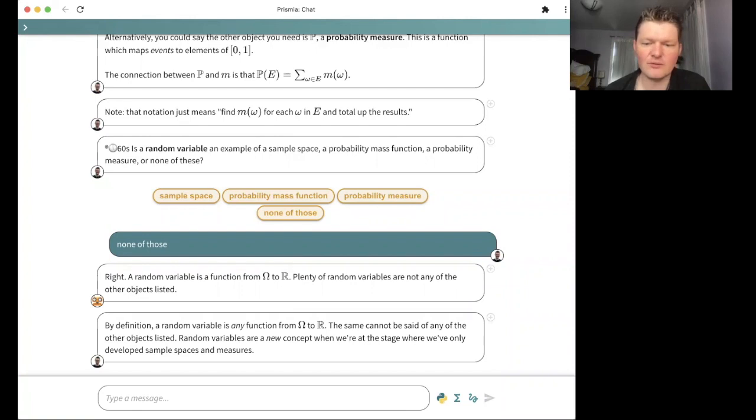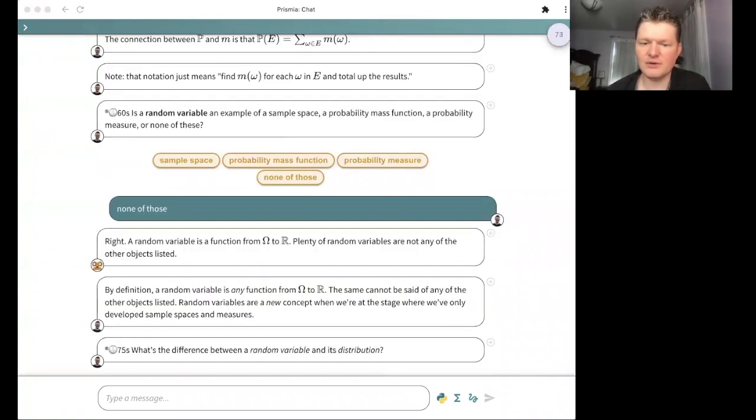But it plays a different role because it's describing the probability of each outcome rather than being some sort of payout or numerical result of the random experiment. And also as a class, it's quite different because it has constraints. It returns non-negative values, and it sums up to 1. Random variables have none of those constraints. It's just any numerical result associated with the outcomes of the random experiment. That's it. So random variables are a new idea when we get to that point in the curriculum where we've only talked about sample spaces and measures. A random variable is going to be a fresh thing.